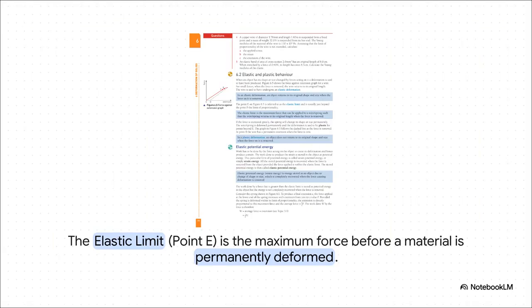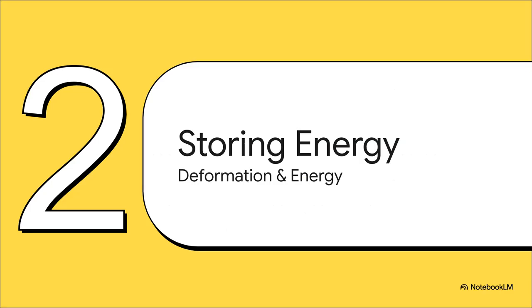And this graph, it shows us that exact tipping point. See, on a force extension graph, you've got this straight line part. That's the elastic region. But then you hit a point, right here at E, called the elastic limit. If you apply a force that pushes the material past that point, that's it. You've entered the plastic region, and there's no going back. The material is permanently changed. All right, let's move on.